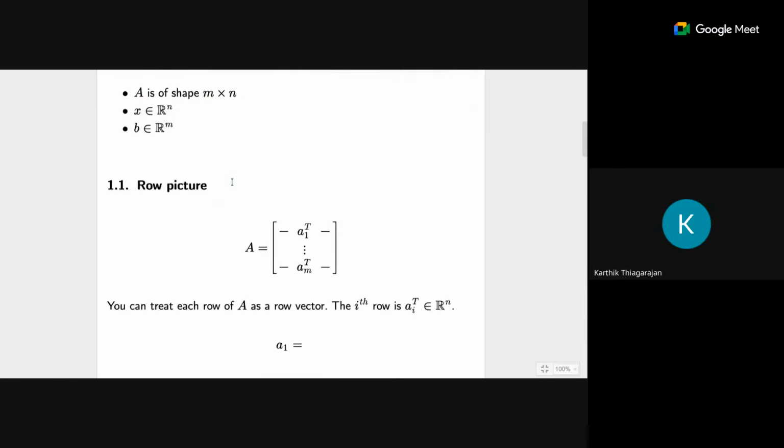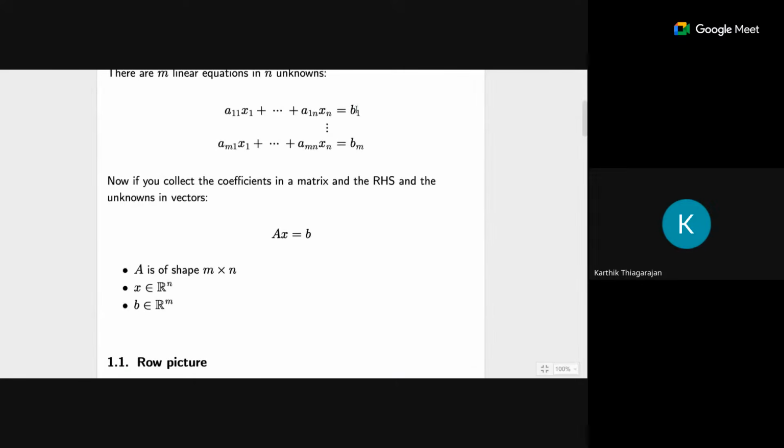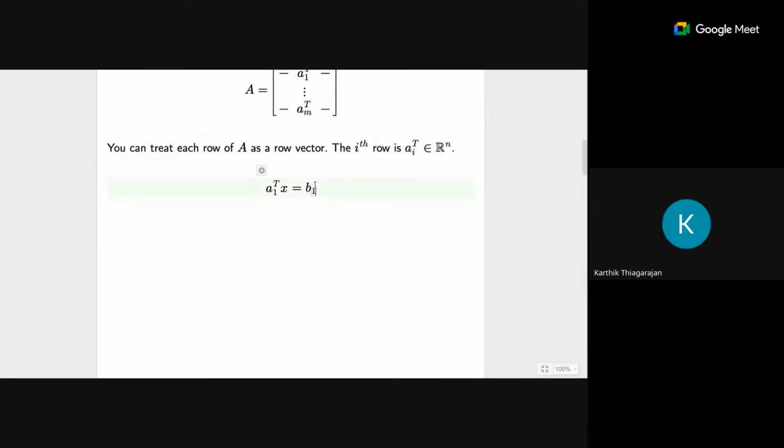Exactly, right? You're doing a dot product. So this is the dot product of A1 and X, right? So this is A1 transpose X equal to B1. So that's what this is actually. The first equation is nothing but A1 transpose X equal to B1. And the second equation is A2 transpose X equal to B2, and so on till AM transpose X equal to BM.